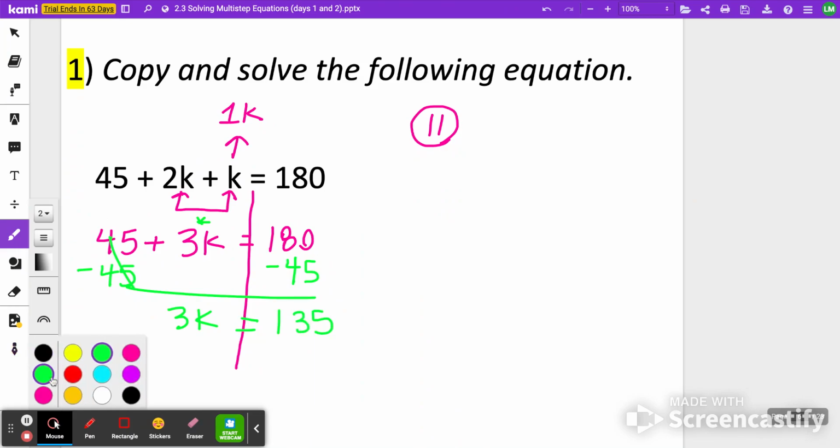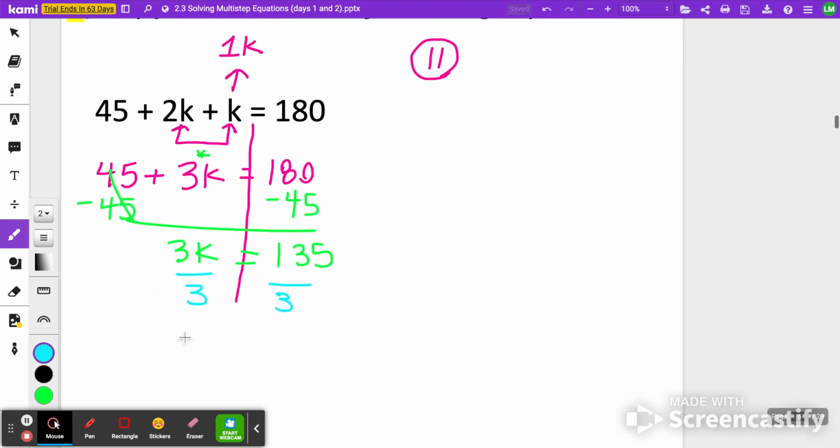135. My final step will be to undo any addition or multiplying or dividing. So that is dividing both sides by 3. So I just take 135 divided by 3, so I get K is equal to 45.